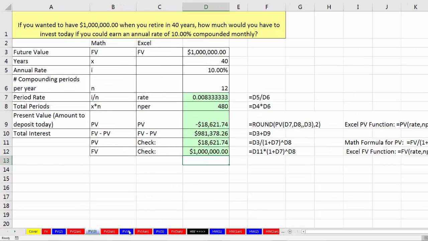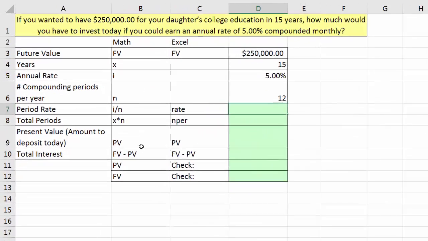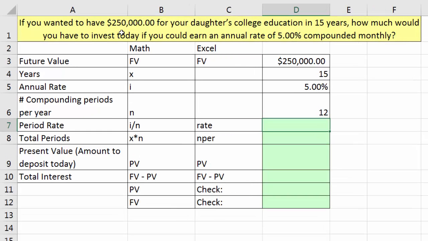Now let's go look at our fourth example, PV4. If you wanted to have $250,000 for your daughter's college education in 15 years, how much would you have to invest today if you can earn an annual rate of 5% compounded monthly? Well, there's the future value. So in 15 years, when she's ready to go to college, we want to have that much money. So how much do we have to deposit today?